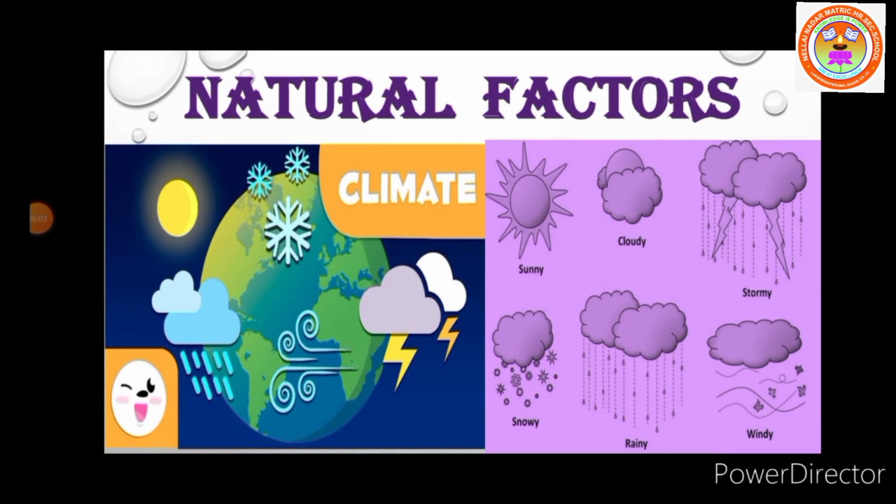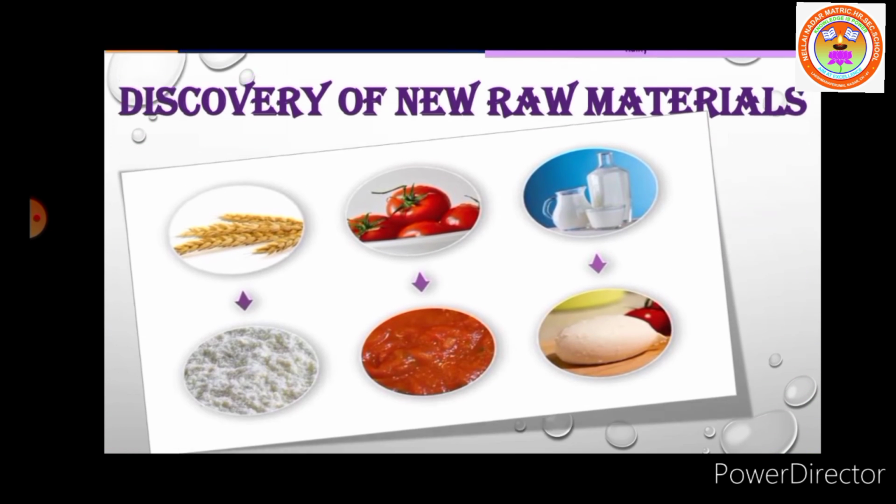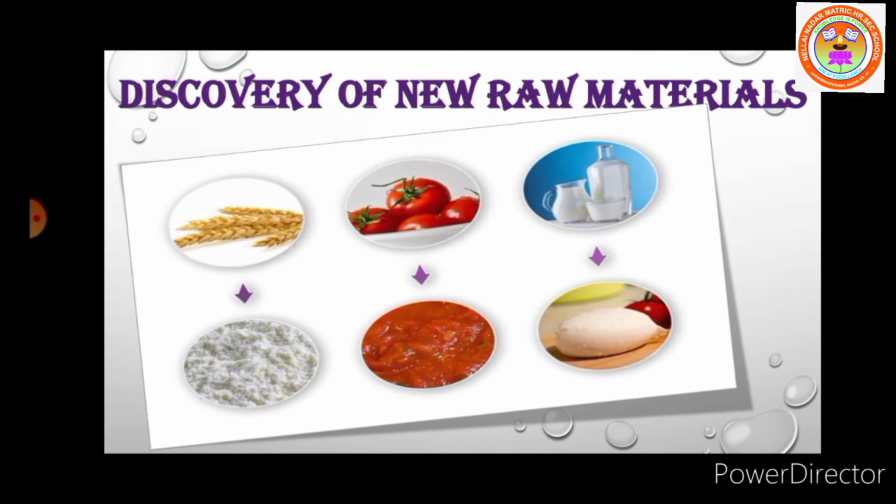Next, let us see natural factors. Climatic conditions directly affect the supply of certain products. For example, the supply of agricultural products increases when the monsoon comes on time. The supply of these products decreases at the time of drought. Some of the crops are climate specific and their growth purely depends upon climatic conditions. Then discovery of new raw materials. The discovery of new raw materials which are cheaper and of high quality tends to increase the supply of the product.